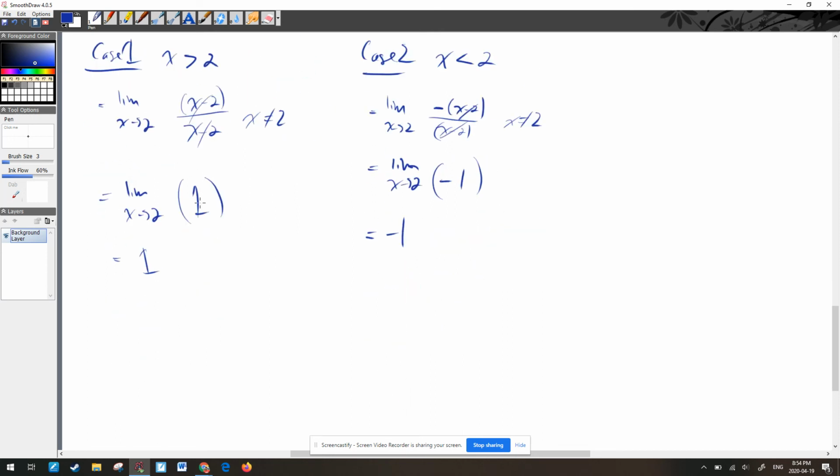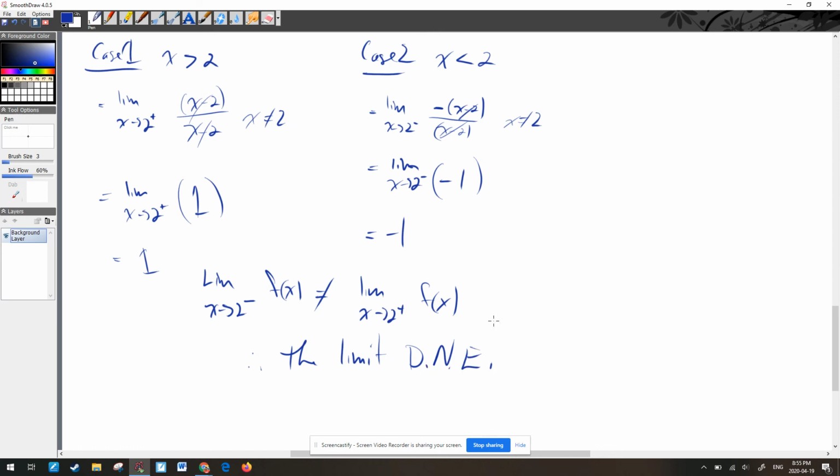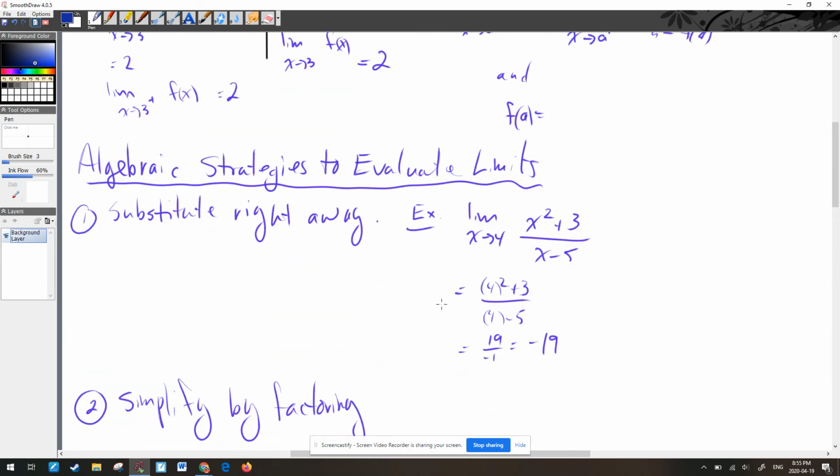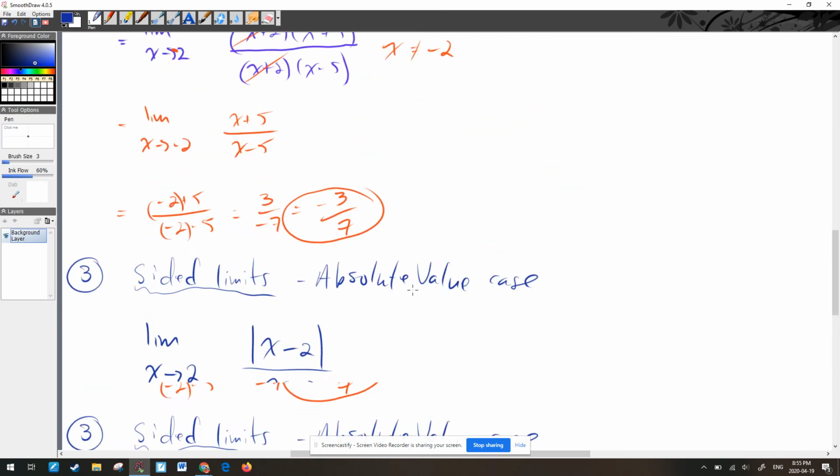So in this case, what we're going to say is that the limit does not exist, because the limit as x tends to 2, I should have put from the left and from the right here. So this is from the right, this is from the right, and this is from the left, and this is from the left. Okay, so the limit as x tends to 2 from the left of f at x does not equal the limit as x tends to 2 from the right of f at x. Therefore, the limit does not exist. Okay, and so that's the third method that we had for solving algebraic strategies to evaluate limits.